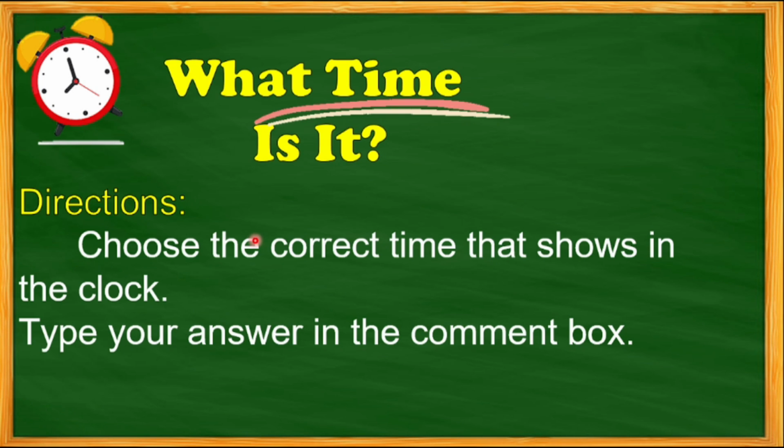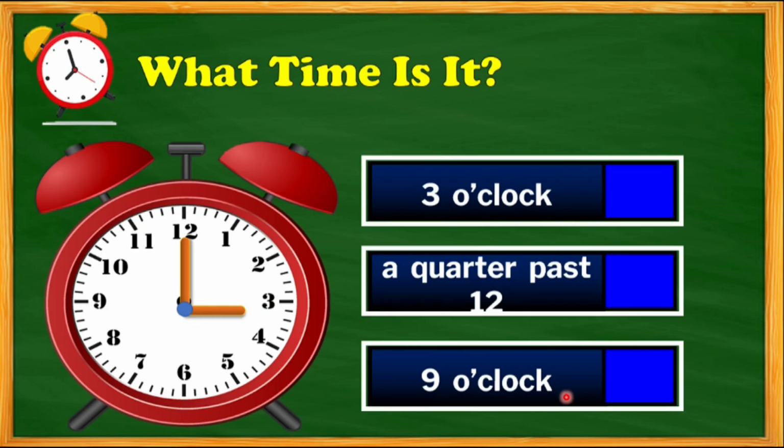So let's have an activity first. What time is it? The direction is you're going to choose the correct time shown in the clock. Type your answer in the comment box. For number 1, what time is it? This would be the illustration. Is it 3 o'clock, a quarter past 12, or 9 o'clock?